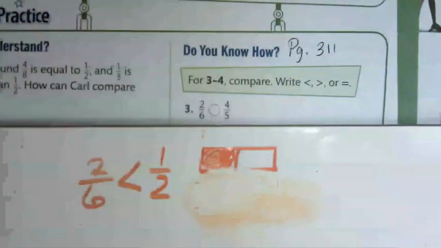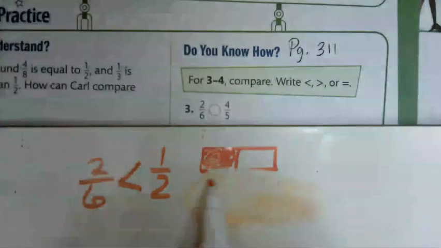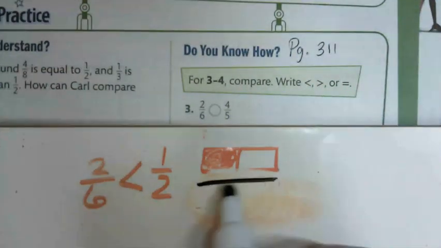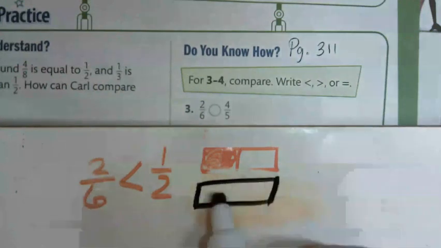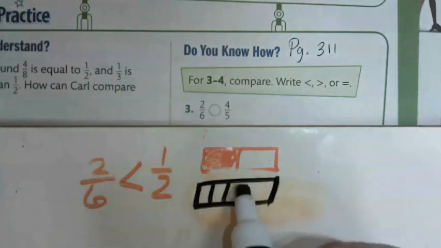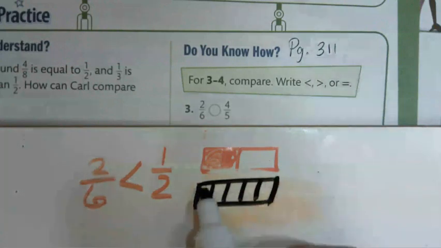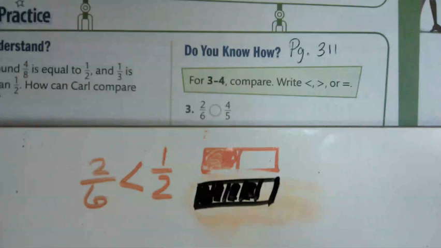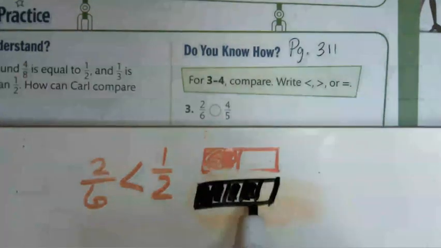Okay. Well, now let's compare 4/5. Ugh, got kind of smudgy there, huh? Grab a different marker. All right. Let's compare our 4/5. So here I've got the same thing. I'm going to divide it into fifths. So 1, 2, 3, 4, and 5. And I'm going to shade in 1, 2, 3, 4. Okay. Which is bigger, 1/2 or 4/5?